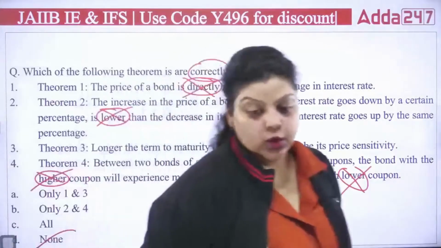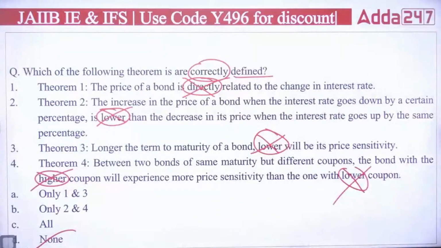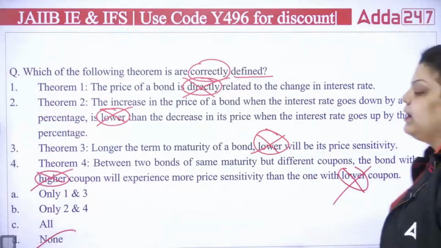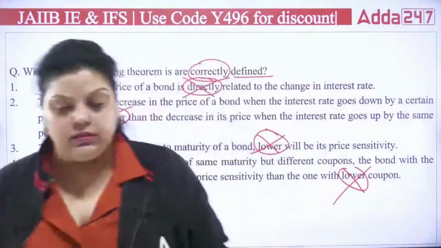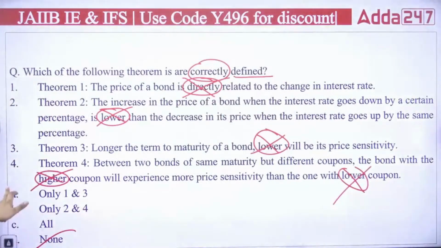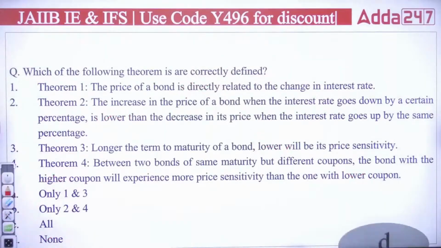Okay. No, third is not right. Third is incorrect. Longer the term to maturity of a bond, it should be higher will be the price sensitivity. Okay, so right answer will be D. None of the above theorem have been correctly defined. Right answer is D.